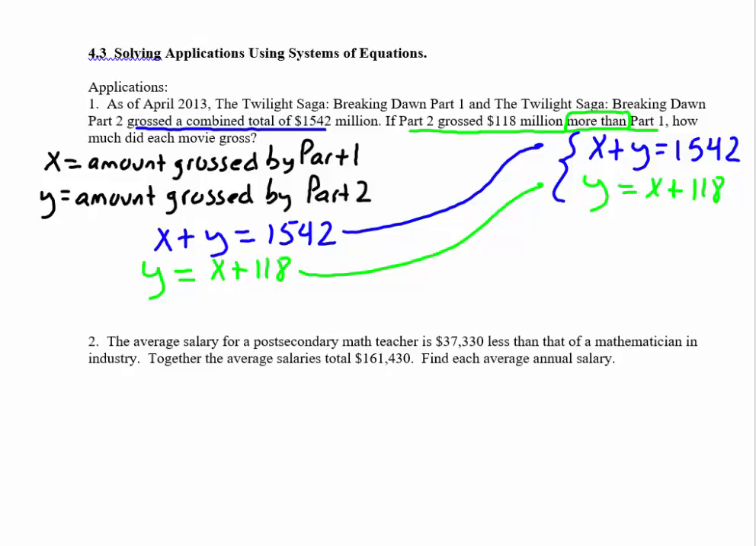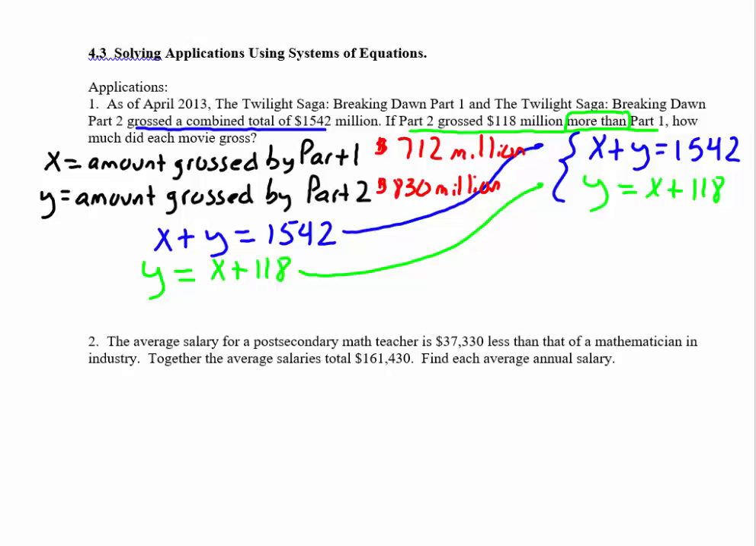So you're going to solve this system either by substitution or by the addition method like we learned in 4.1. I'll go ahead and give you the answers so you can check your answers. Part 1 grossed $712 million, and Part 2 grossed $830 million. So work out these problems and make sure you get those two answers.